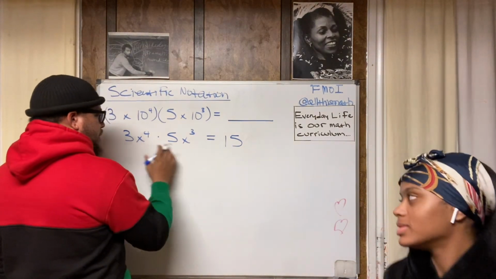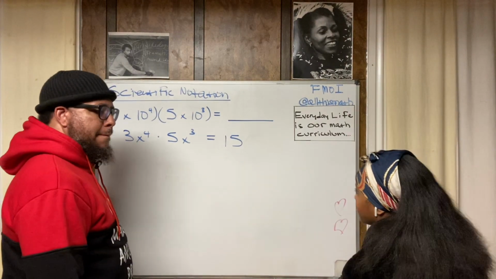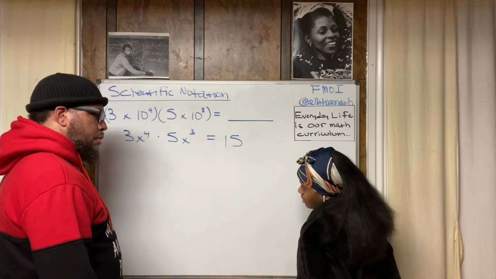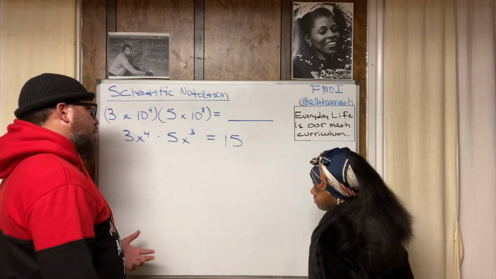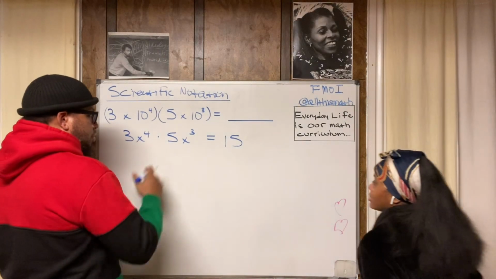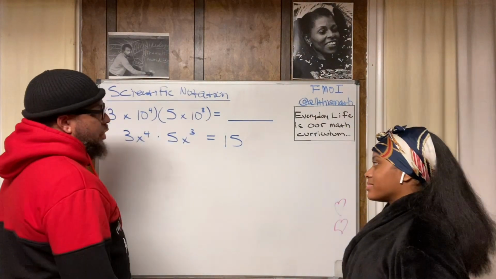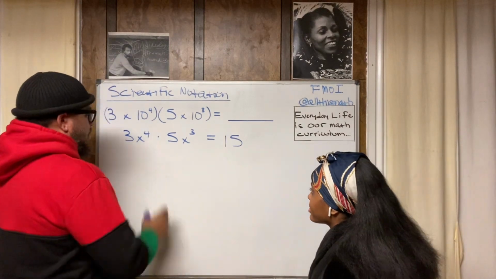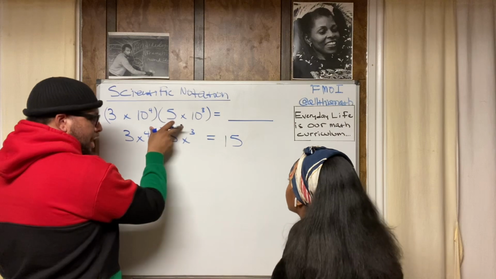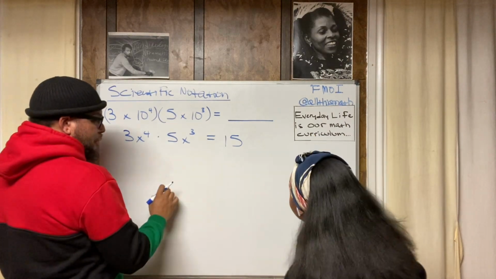All right, so x to the fourth. Then what would you do with the x's? We just did a problem like this. x to the fourth times x to the third. What do you do with the exponents? No, you do not multiply them. When you multiply variables, you add the exponents. When you divide variables, you subtract the exponents.